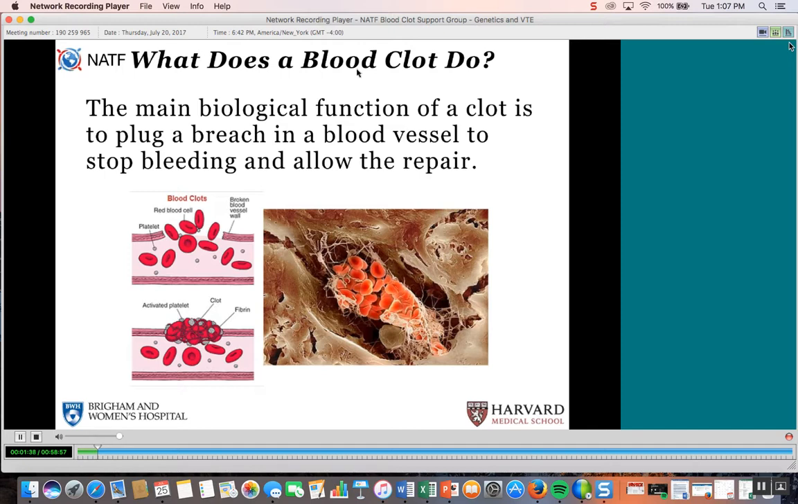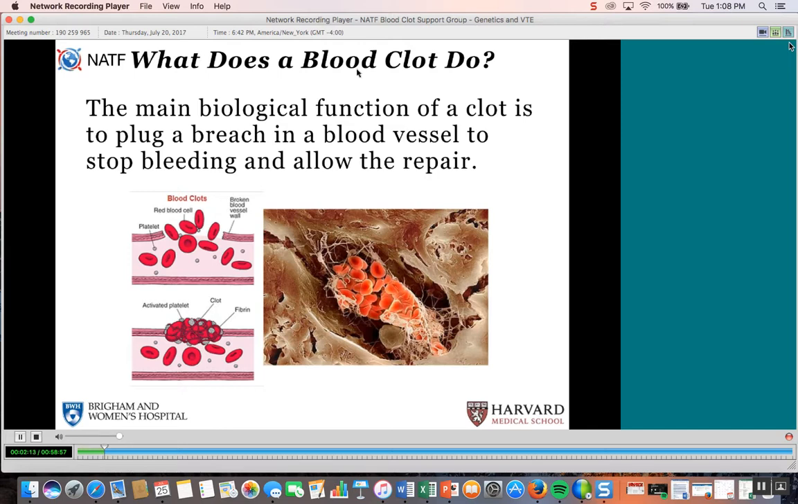So we can see in the lower portion of the left drawing that there is a plug that has been formed by the red blood cells in red, by the platelets, which look like little spikes in grayish, and by this mesh, this wire that wraps everything and keeps everything together, that is the fibrin.